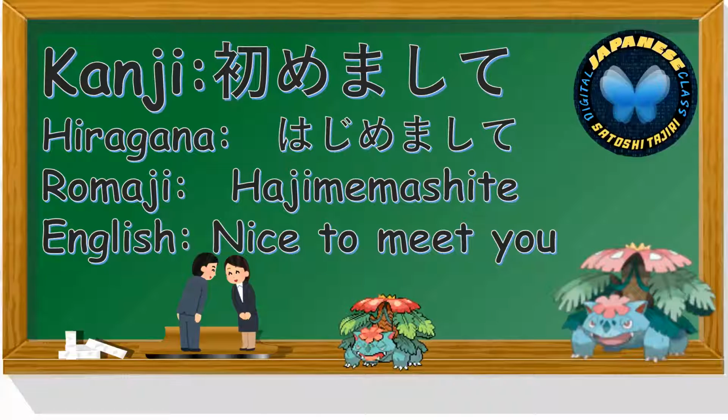Next word is hajimemashite. We use this one if we meet someone for the first time, but once we meet them again for the second time, you don't have to use this one because that's already rude. It seems that you already forgot their name. So once you meet them for the second time, you can already say konnichiwa or genki desu ka.